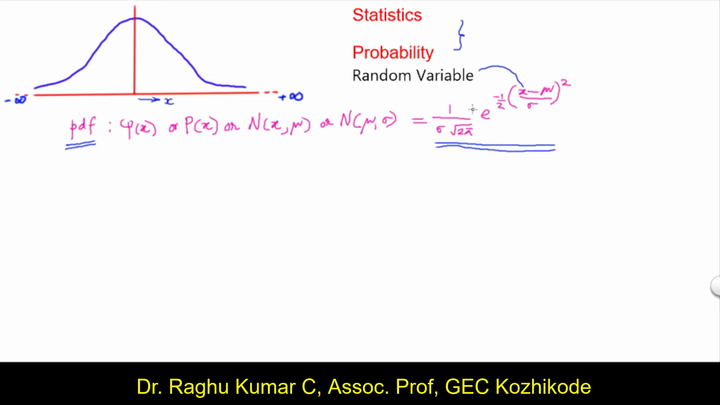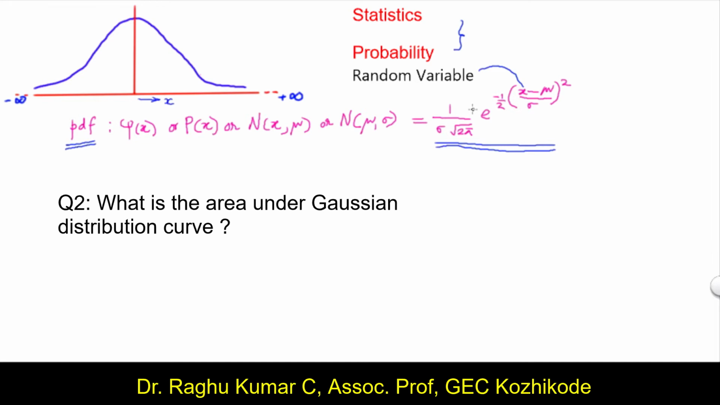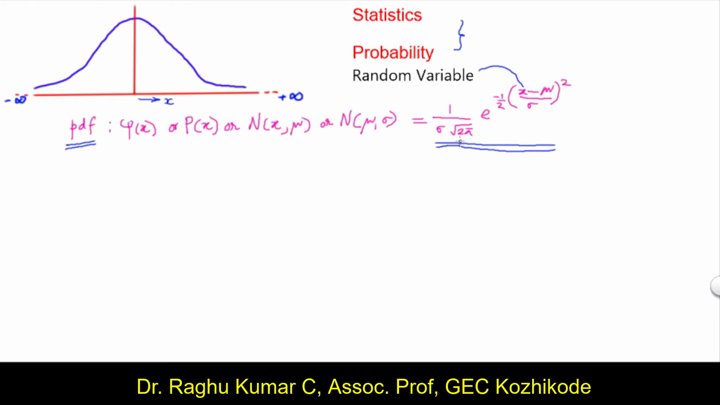Now the second question, what is the area under the Gaussian distribution curve? That already we have explained. Area is unity, and for that this expression is tuned like that.